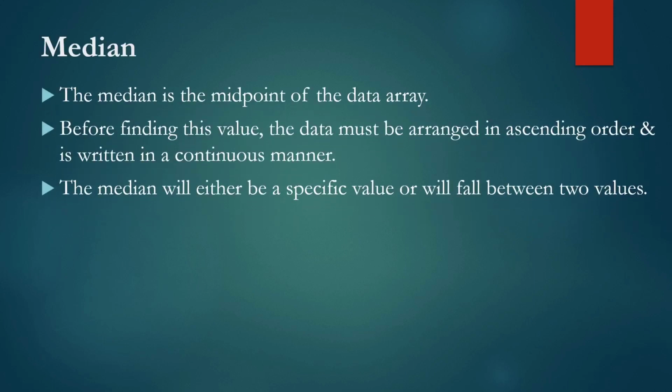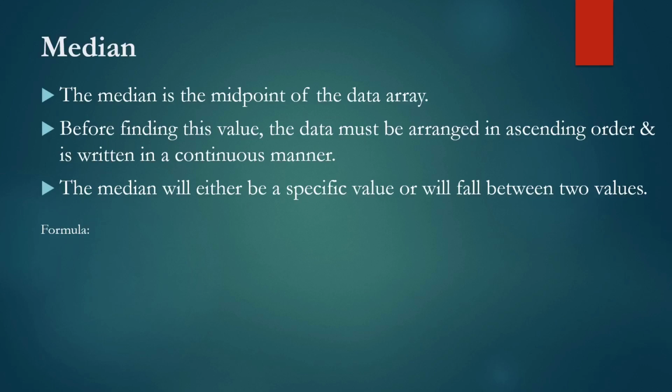The median is the midpoint of the data array. Before finding this value, the data must be arranged in descending order and is written in a continuous manner. The median will either be a specific value or will fall between two values. The data is in the form of a frequency distribution table that divides the higher level of data from the lower level of data. To find the median of group data, we use the formula.